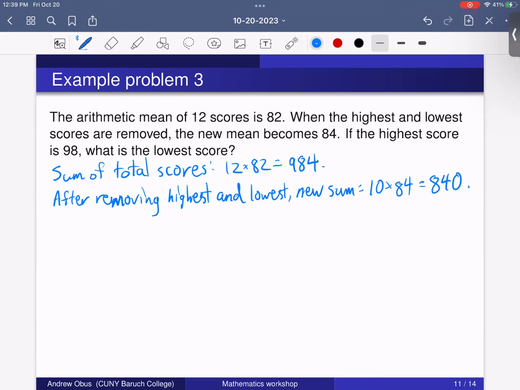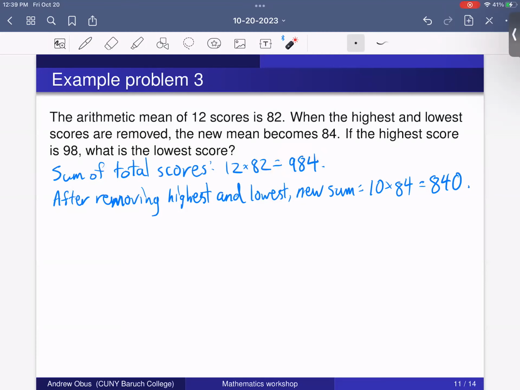Okay, so this is perfect so far. So where do we go from here? Somebody has their board dress. Yeah. So I was thinking whether we could find the sum of the total scores. I don't know, 984 and 840. Right. So what does that mean? We got rid of the highest and the lowest scores, and we went from 984 to 840.